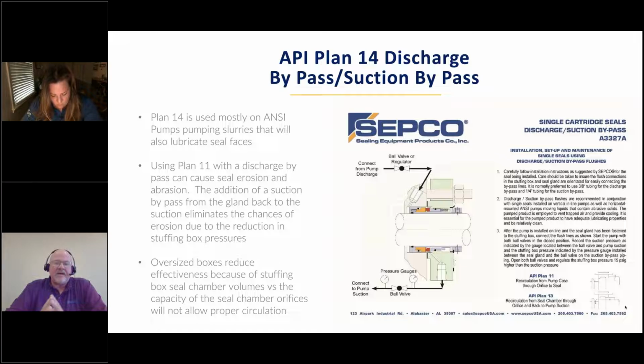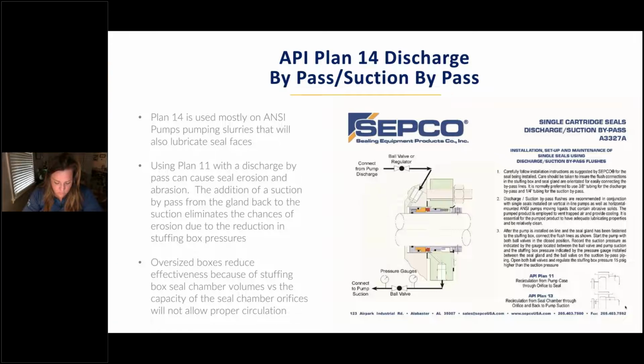But this is commonly used. This Plan 14 is very commonly used, but it's used mostly where you have slurries that will actually lubricate the seal faces. Remember, this whole discussion is about setting up a proper environment that will meet the design criteria for the seal. That's what we're trying to do. We're trying to create the place where you'll get the maximum reliability of the seal and maximum coolness, keeping the seal cool and keeping it as clean as you can.